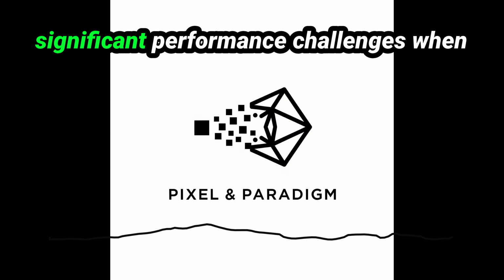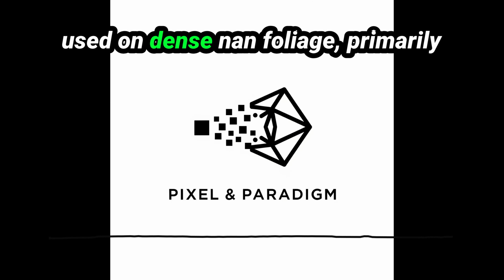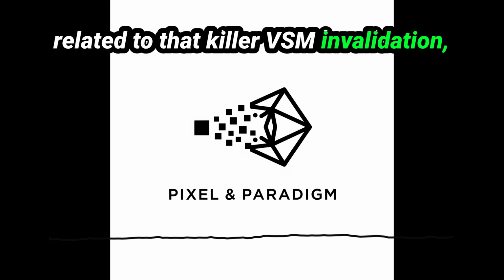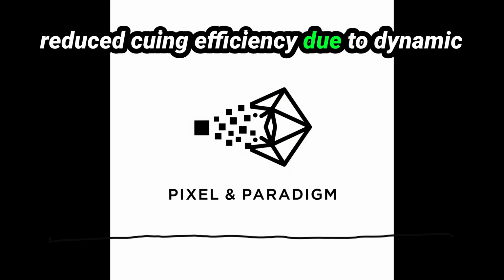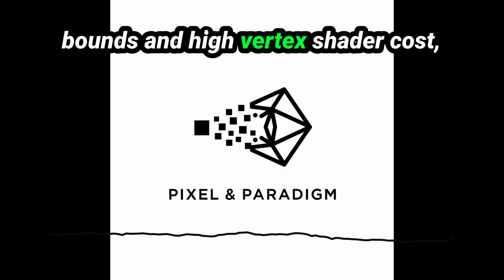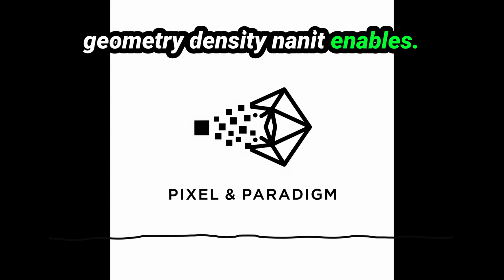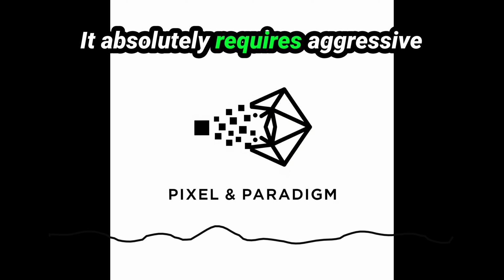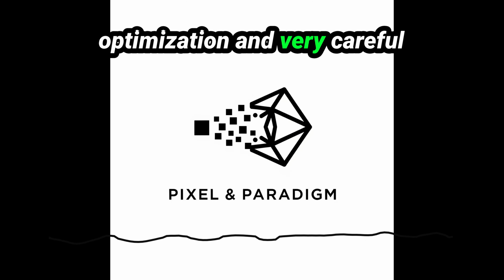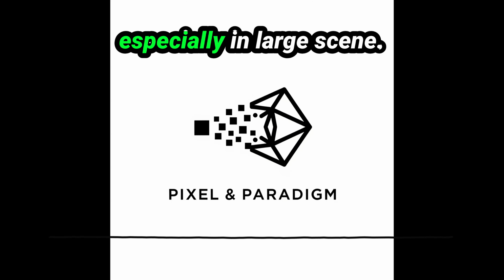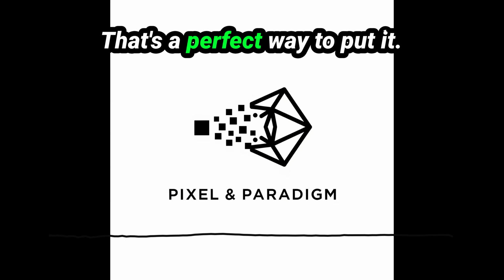But it comes with significant performance challenges when used on dense nanite foliage, primarily related to that killer VSM invalidation, reduced culling efficiency due to dynamic bounds, and high vertex shader cost, all of which are amplified by the high geometry density nanite enables. It absolutely requires aggressive optimization and very careful material setup to be viable, especially in large scenes. Exactly. That's a perfect way to put it.